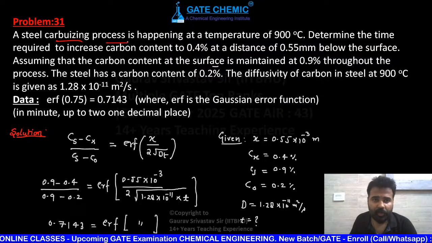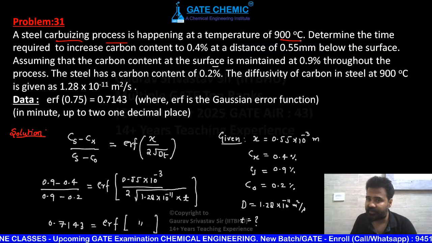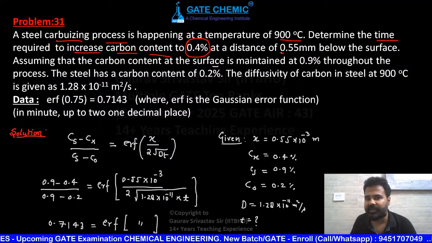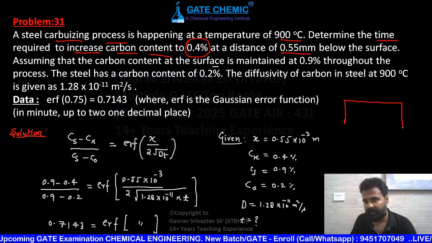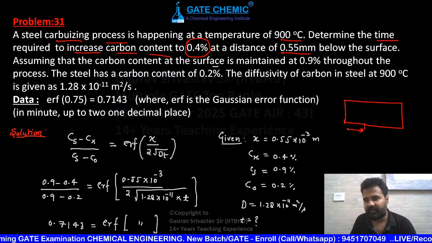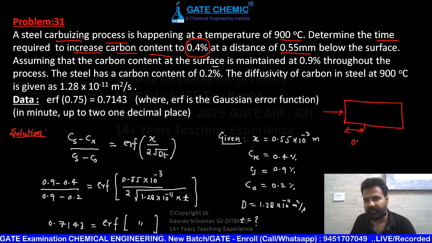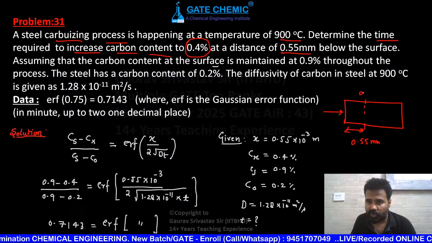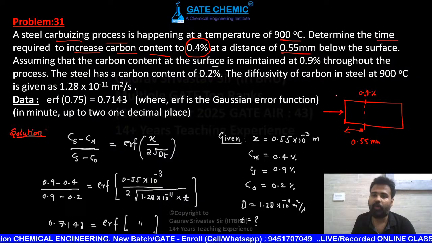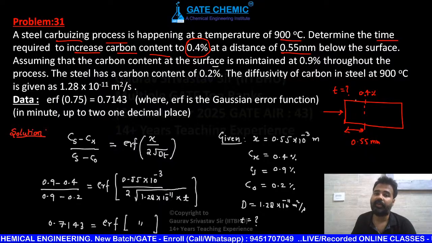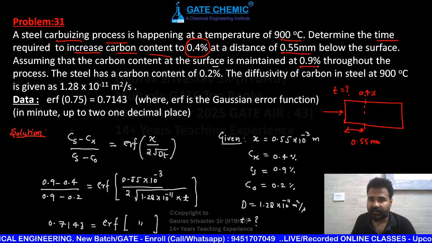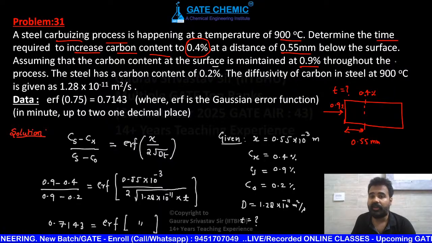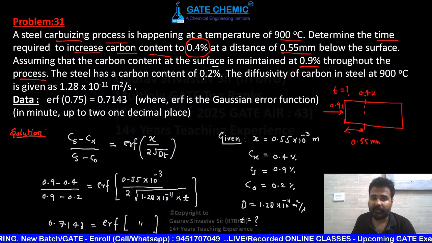See, a steel carburizing process is happening at a temperature of 900 degrees Celsius. Determine the time required to increase carbon content to 0.4% at a distance of 0.55 mm. मतलब ये अगर आपका स्टील है, then at some distance, इधर से आपका डिफ्यूजन हो रहा है, then at some distance of 0.55 mm, if the concentration here you want 0.4%, okay, then how much time required for this work? They are giving, assuming that the carbon content at the surface is maintained at 0.9%. So here surface concentration given, maintained always 0.9% throughout the process. पूरे process के दौरान the steel has a carbon content of 0.2%.